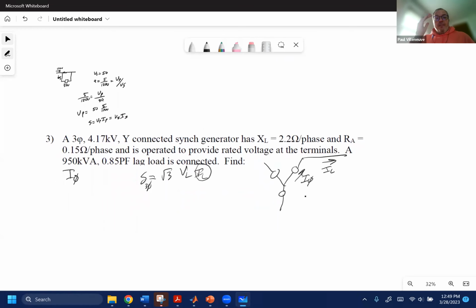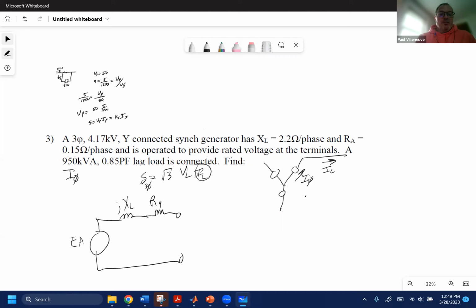A few people did this, and we have to remember, when you draw the equivalent circuit model, here's EA, here's X sub L, and here is RA.